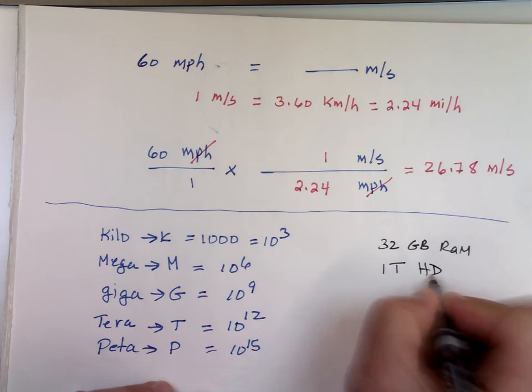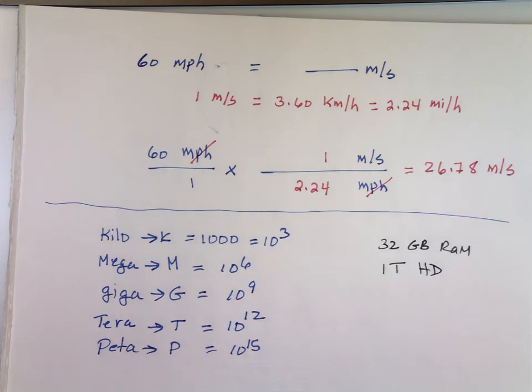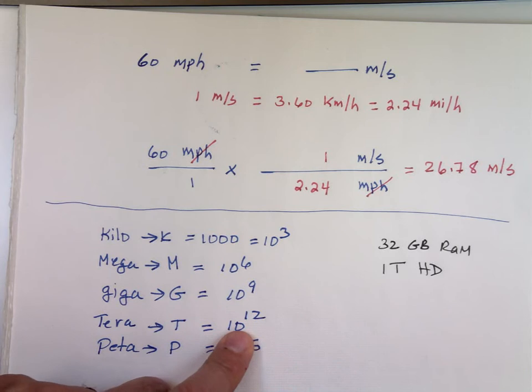1 tera. What's 1 tera? A million? Yep, a million. Yep. 1,000 billion, which is a trillion. 1 terabyte of hard drive.